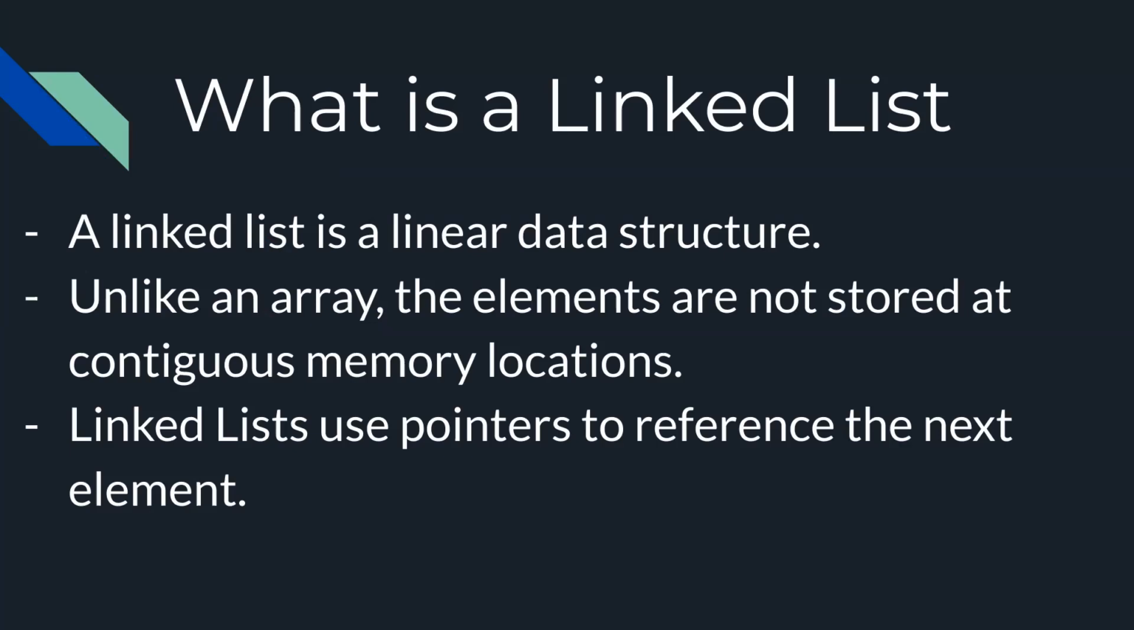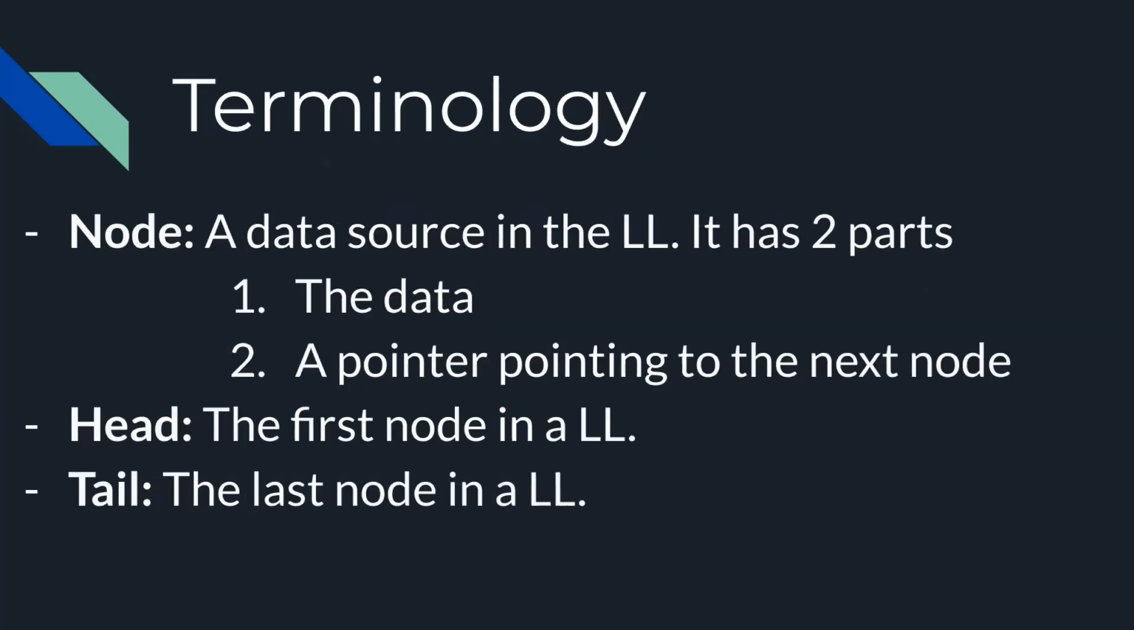So a linked list is a linear data structure, but unlike an array, the elements are not stored at contiguous memory locations. What that means is that with an array, each element of the array is stored in memory right next to each other. Whereas with a linked list, each node or each element is stored at different places, and they don't have to be next to each other. And so linked lists use pointers to reference the next element or node.